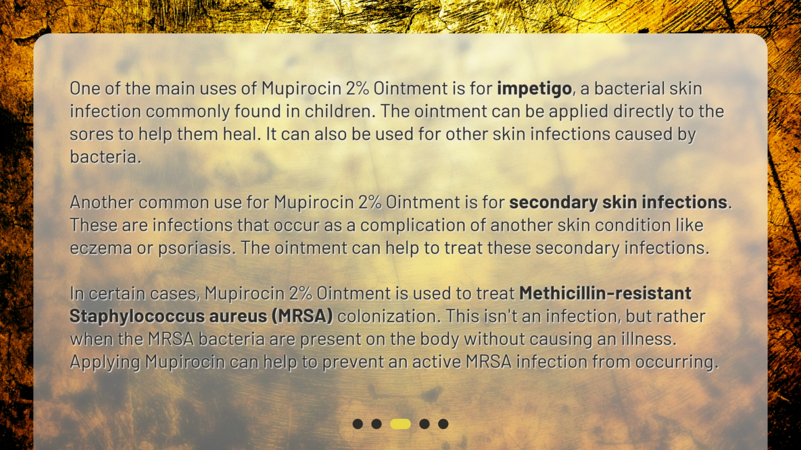In certain cases, Mupirocin 2% ointment is used to treat methicillin-resistant Staphylococcus aureus, MRSA, colonization. This isn't an infection, but rather when the MRSA bacteria are present on the body without causing an illness. Applying Mupirocin can help to prevent an active MRSA infection from occurring.